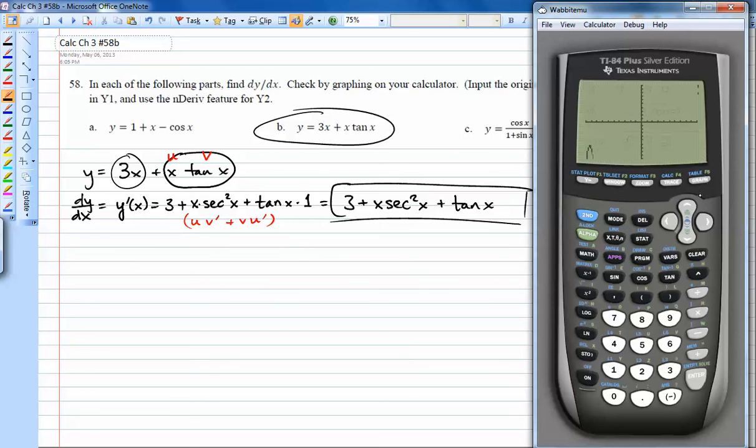So if I graph, there's my graph of the derivative, that's the 3 plus x secant squared x plus tan x. And then I'm hoping that the next one's going to look exactly the same, and that's the thick one, which is just the calculator's y prime. And sure enough, it looks pretty much exactly the same because it's covering up the first graph. So, okay, hope that helps, and that shows you how to use the calculator on these things too to check.